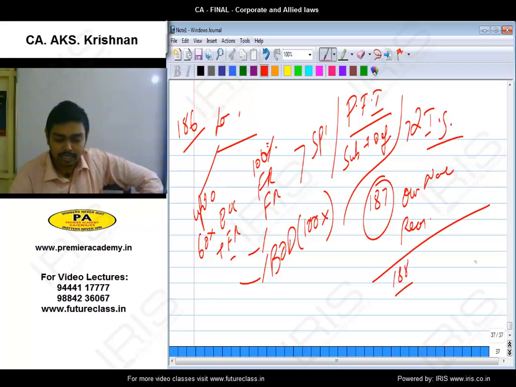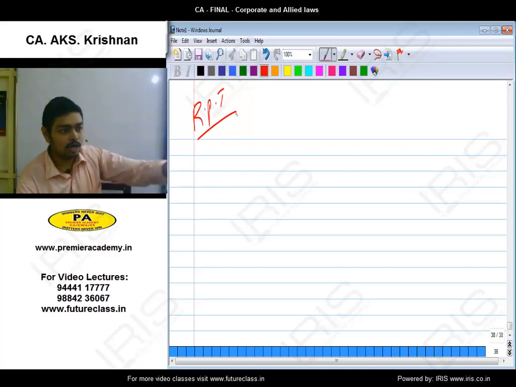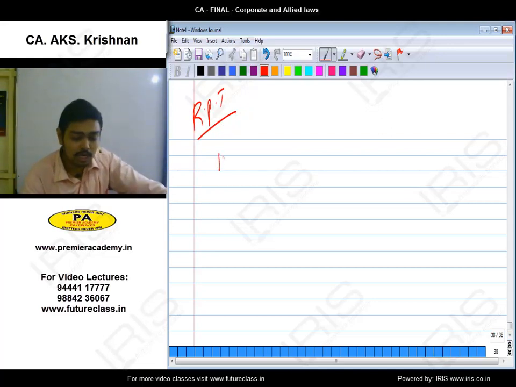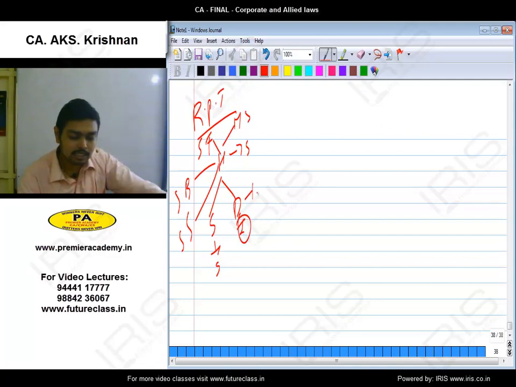Then section 188, related party transaction. We have studied relatives: spouse, father, mother, brother, sister, son, daughter, son including stepson, everything step. Daughter step is not there. Then son's wife, daughter's husband.